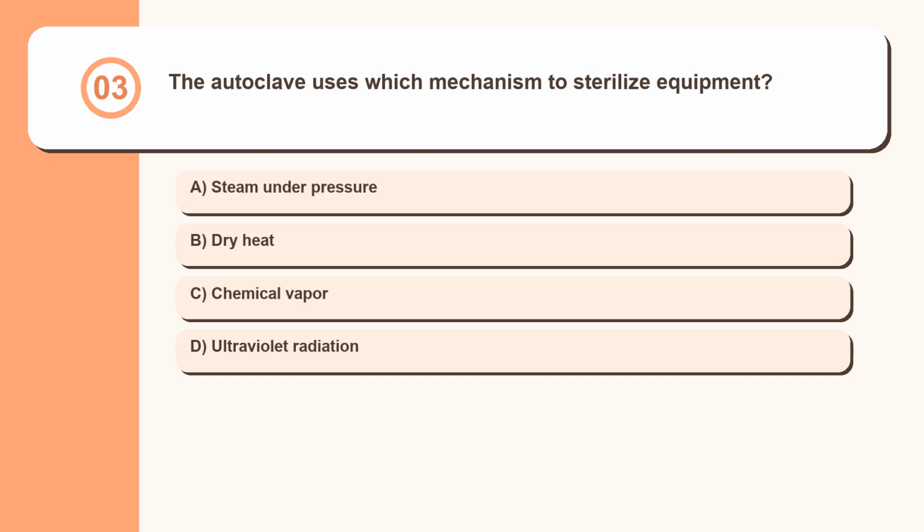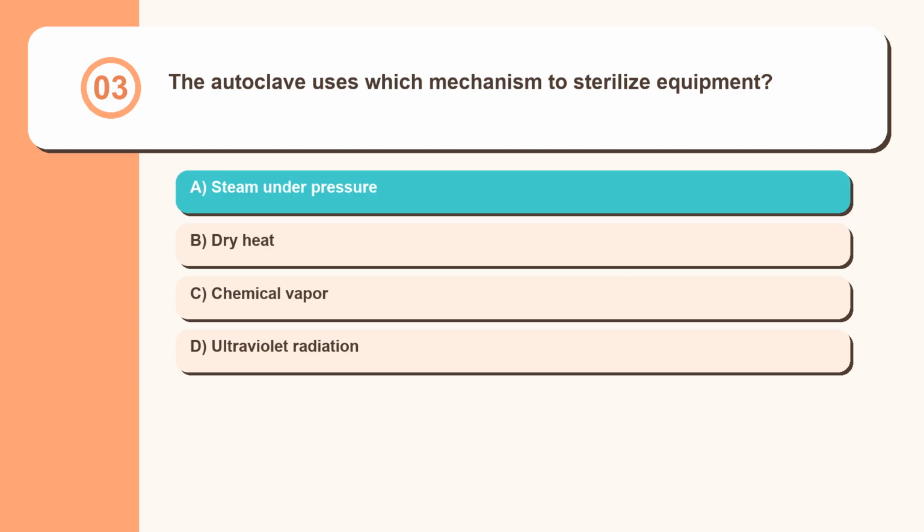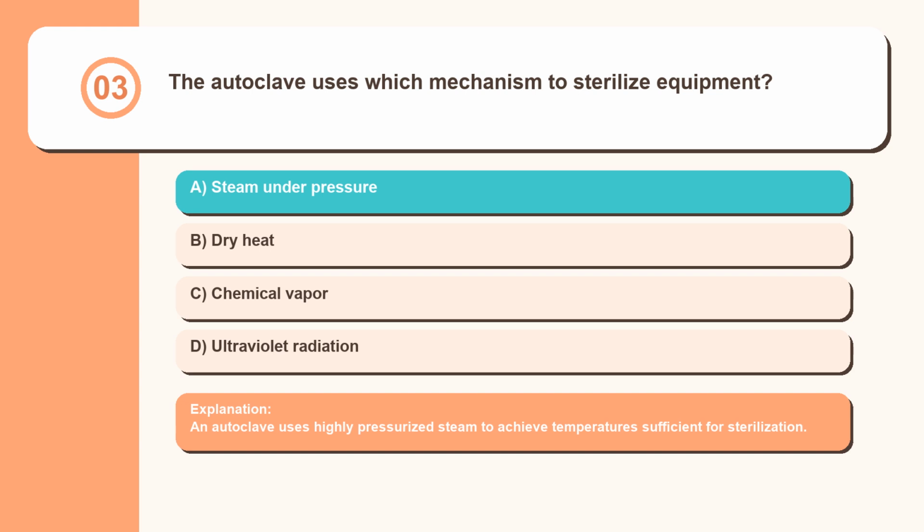Question 3. The autoclave uses which mechanism to sterilize equipment? Steam under pressure, dry heat, chemical vapor, ultraviolet radiation. An autoclave uses highly pressurized steam to achieve temperatures sufficient for sterilization.